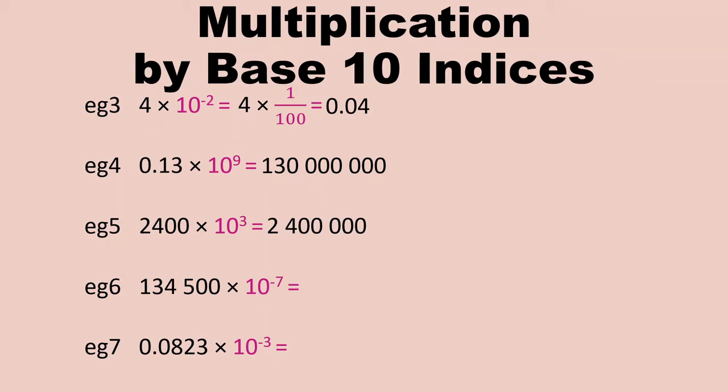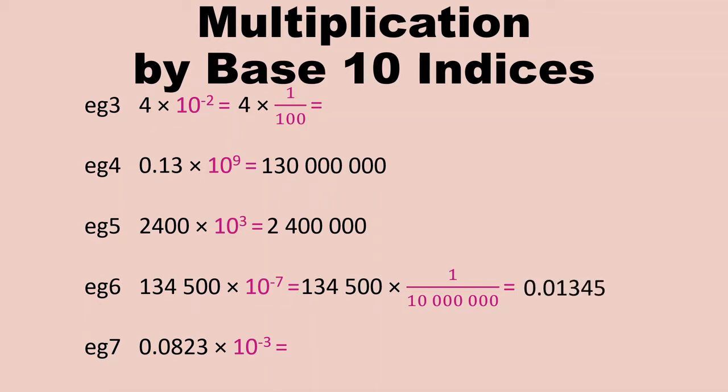For example 6, we're multiplying by 10 to the power of negative 7. That's the same thing as dividing by 10 7 times repeatedly, or multiplying by 1 over 10 to the power of 7. Note the number of zeros here, 1, 2, 3, 4, 5, 6, 7. But if I multiply by this fraction, I'll just be multiplying by 1, so that's 134,500, dividing by 10 million. So moving the decimal, which is hiding at the end of this number here, 7 places, that's 1, 2, 3, 4, 5, 6. I need one more place, so I'll have to fill that in with a zero. And there we have it.